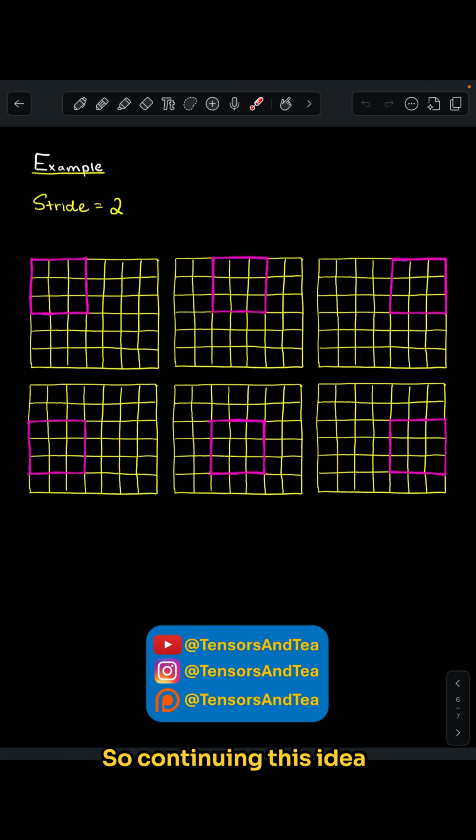So continuing this idea, if our stride was 2, again we start in the same location, but then instead of moving 1 to the right, we would move 2 to the right. So instead of our matrix being like this, it's now in the pink as we see here. The next time step, again, we move it 2 to the right, then we move down by 2. So instead of moving down by 1, we also move down by 2 and all the way to the left, then move 2 to the right, and then another 2 to the right.